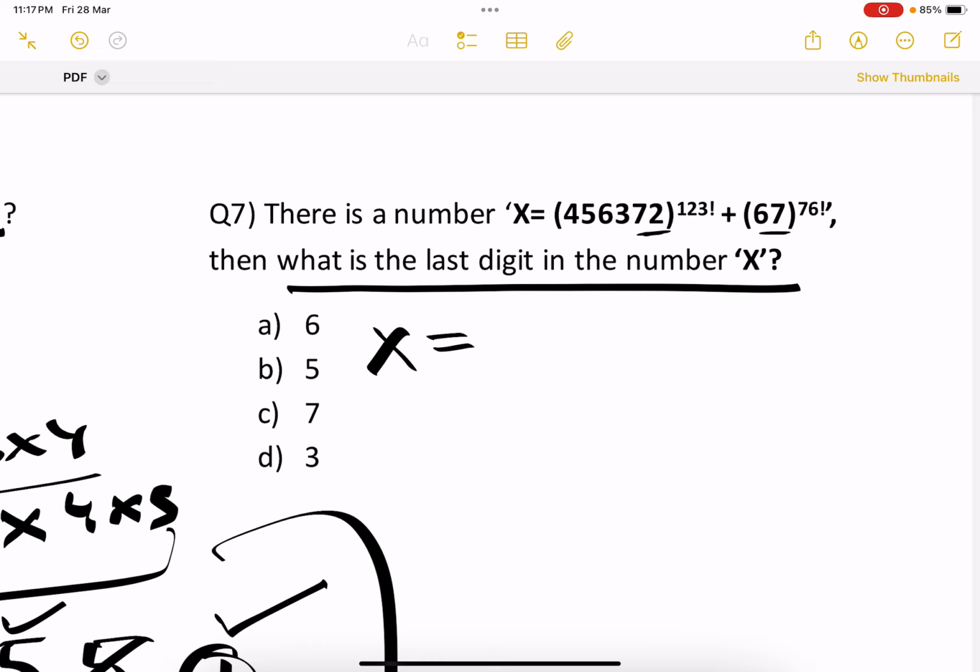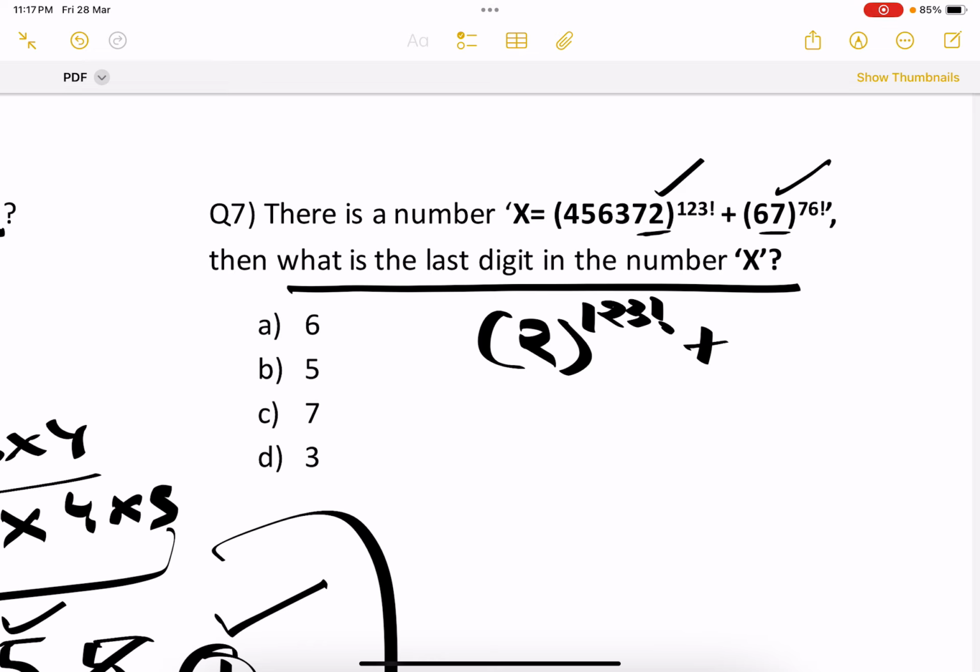It is saying that there is a number x, then what is the large digit in the number x? So to find the large digit, that is unit digit only, we are concerned with this 2 and 7. We need not consider the whole number, so we can simplify this as 2 to the power 123 factorial plus 7 to the power 76 factorial.